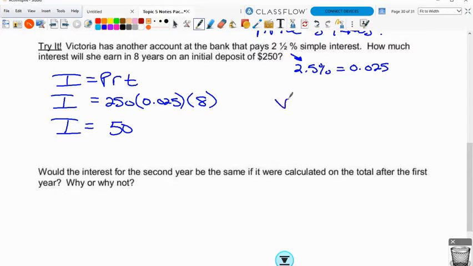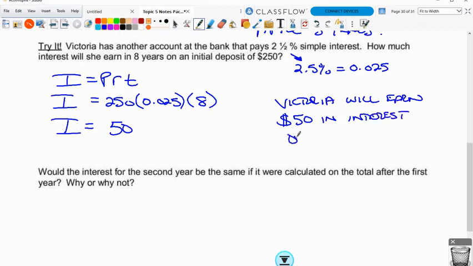So this means that Victoria will earn $50 in interest over 8 years. And once again, we have a follow-up question. This time it asks, would the interest for the second year be the same if it were calculated on the total after the first year? If it was calculated on the total after the first year.